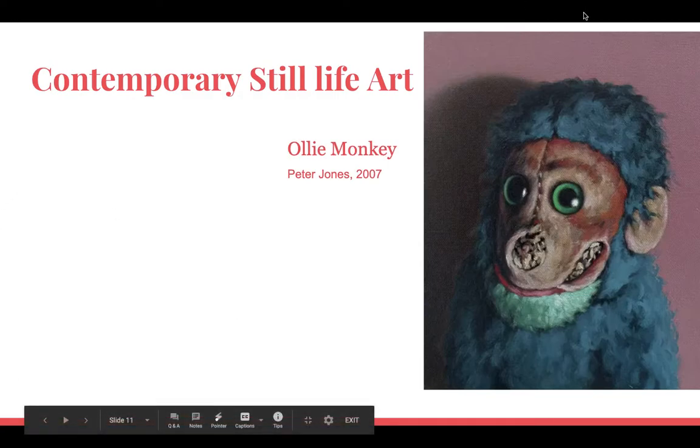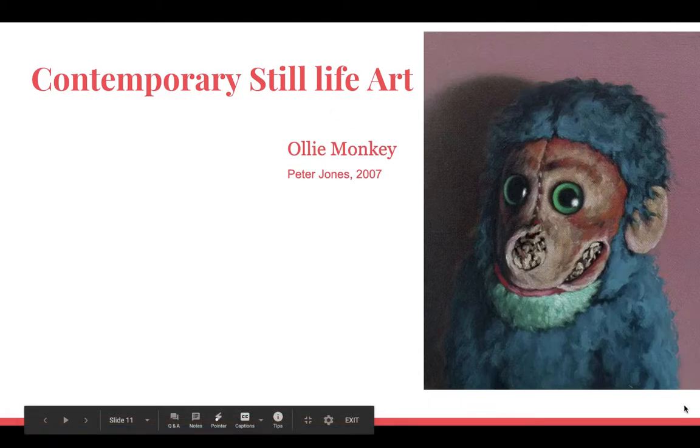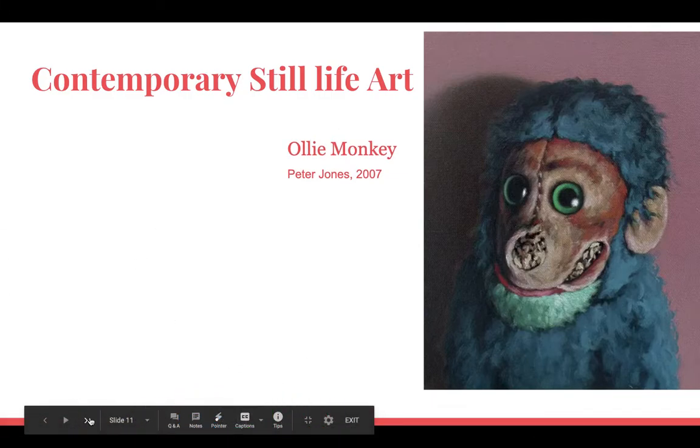So I wanted to include 2 contemporary still life art examples because this genre of painting is still very popular and still being used. It just looks different. Art evolves with time, and your art will evolve personally as you develop as artists. So this is Ollie Monkey by Peter Jones, and he's kind of creepy looking and bizarre, but it still is a still life. It's just very different than maybe what we think of.